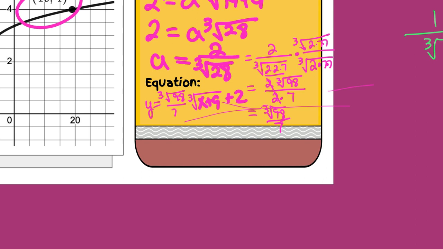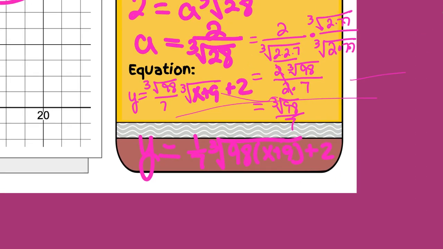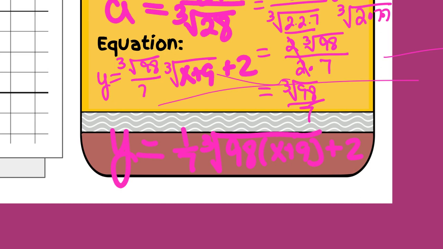Now keep in mind, we could write this y equals 1/7 cube root of 98 x plus 9 plus 2. Because here you've got a cube root and a cube root, so let's put them together and just write 1. It looks like a b value now, whereas out here it's all kind of weird because it's on the outside.